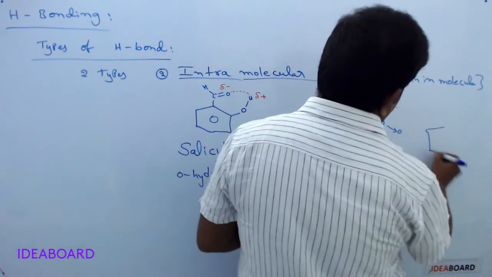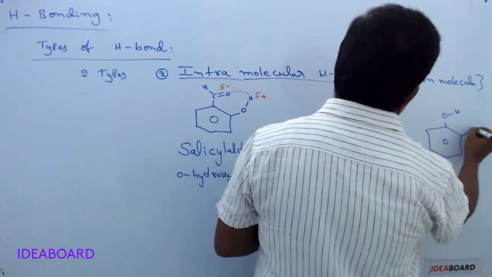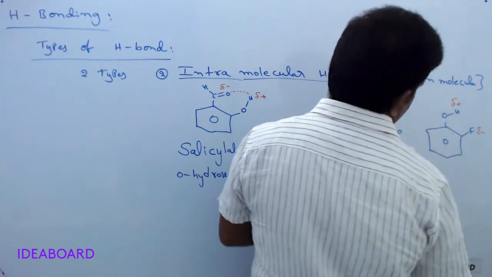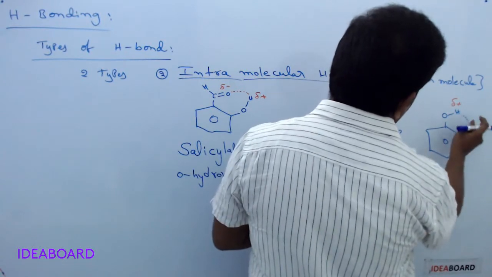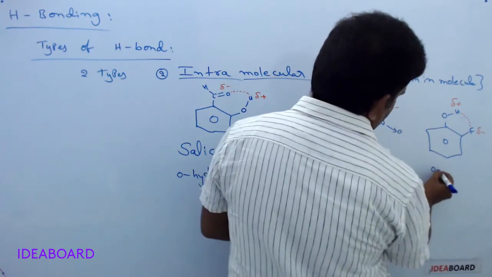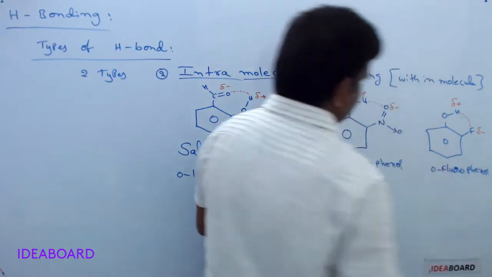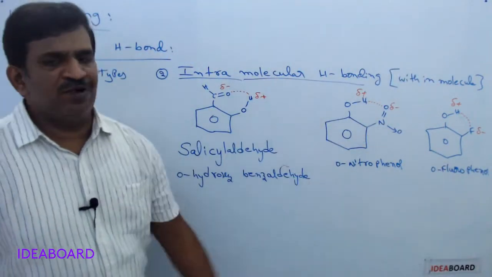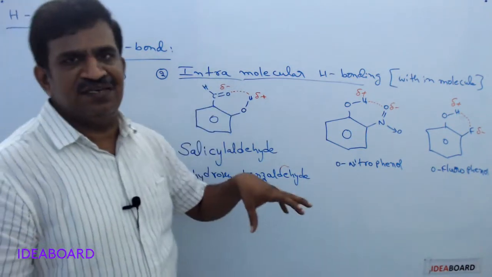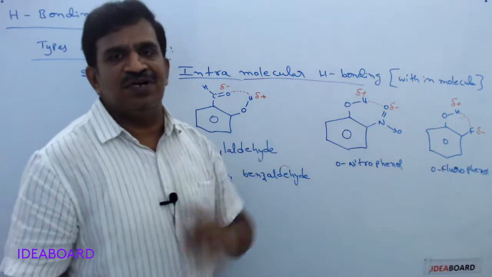Okay, similarly, orthofluorophenol, OH, and here there is a fluorine atom. Here fluorine is more electronegative, hydrogen positive. So between these two there is a hydrogen bonding, and this is called orthofluorophenol. Okay, so in this type of compounds, within the molecule, if hydrogen bonding is existing, then they are called intramolecular hydrogen bonding.